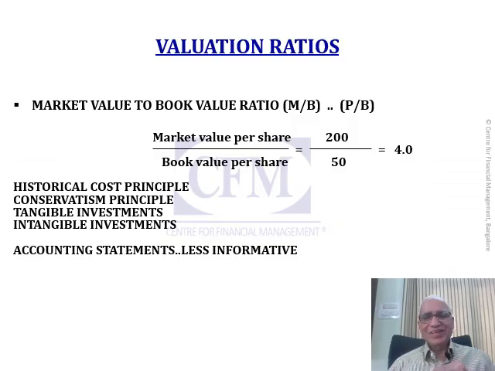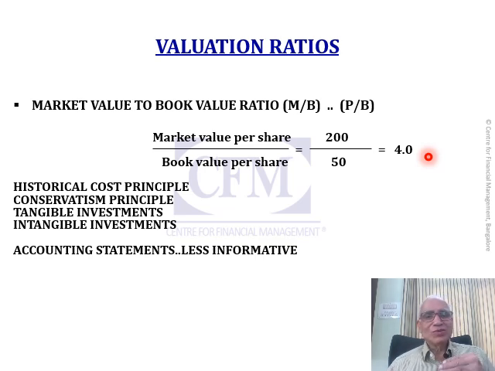Market value to book value ratio, also called price to book ratio, is defined as market value per share divided by book value per share. Market value per share of Horizon Limited is 200 rupees. Book value per share is 50 rupees. Book value per share is shareholders' funds divided by number of outstanding shares. Shareholders' funds or total equity is 500 million. Number of outstanding shares is 10 million. So book value per share is 50. In this case, the market to book value ratio is 4. In general, we find that the market to book ratio is 2, 3, 5, even higher.